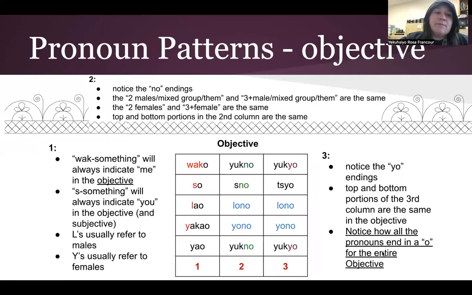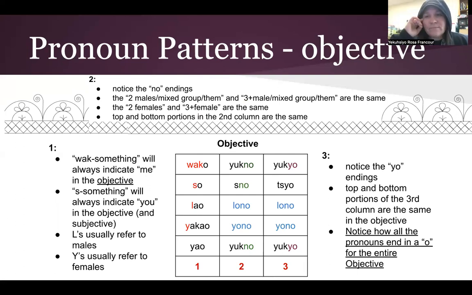Okay, let's talk about the objective. In the first column, a W-A-K something, wuggo, is always going to indicate me in the objective. A stem it was wugga, C stem it was wug, O stem is wuggo. Okay, S something usually indicates you in the objective. This case it's zo. L's usually reference males, Y's usually reference females. We have lao and yagao.